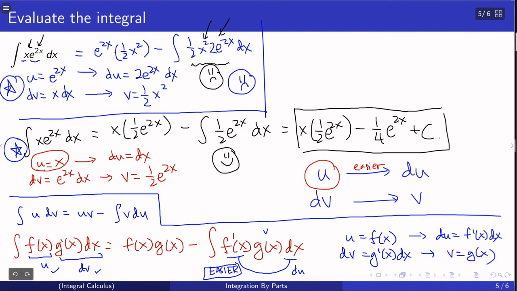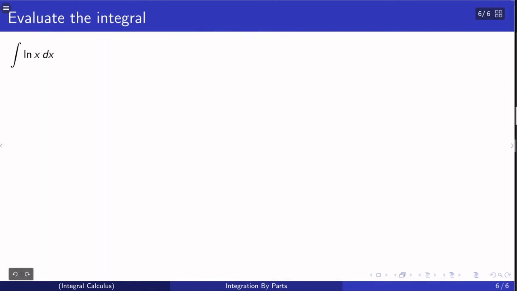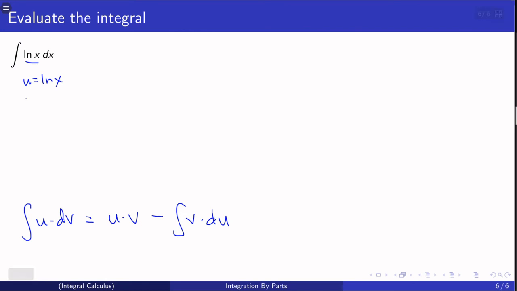Let's do one last example here. The integral of ln x times dx. Maybe you're a bit confused and say, I only see one term here. How am I going to pick a u and a dv if it's just ln x? Well, why don't we pick u equals ln x, and why don't I pick dv to just be dx? You can think of this as ln x being multiplied by 1 dx. So 1 times dx is my dv.